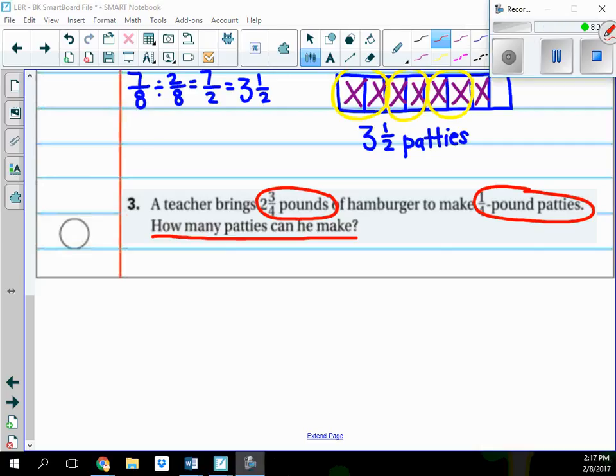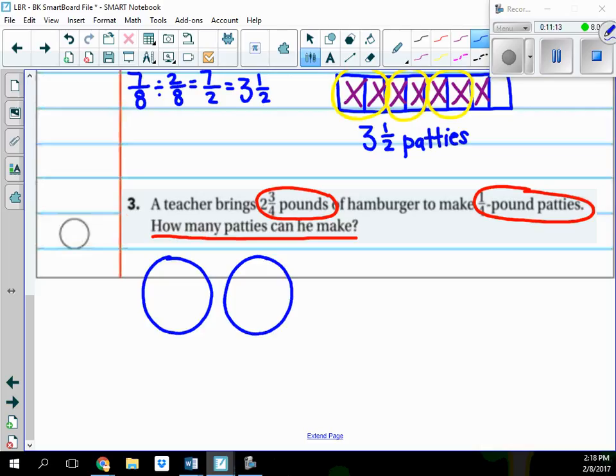So I'm going to do circles this time just so you can see how it might look differently. As I was going around the room, you guys have done a really nice job with your fraction bars. So I have 2 3/4 pounds of hamburger. Here, this circle represents 1 pound. This circle represents a second pound.